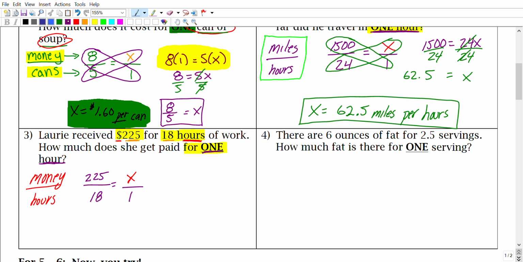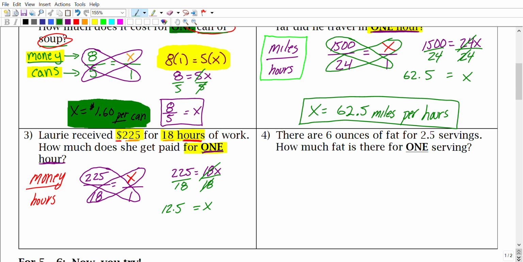So again, let's go ahead and figure this out. So we cross multiply. That's just 225 cross multiply 18x. Want to get this x all by itself, so I'm going to divide by 18. So let's go ahead and do 225 divided by 18. We get 12.5.